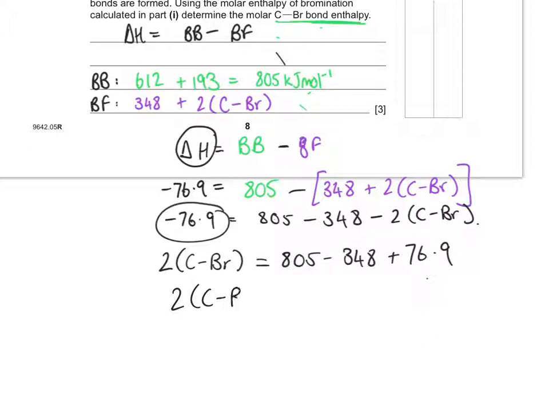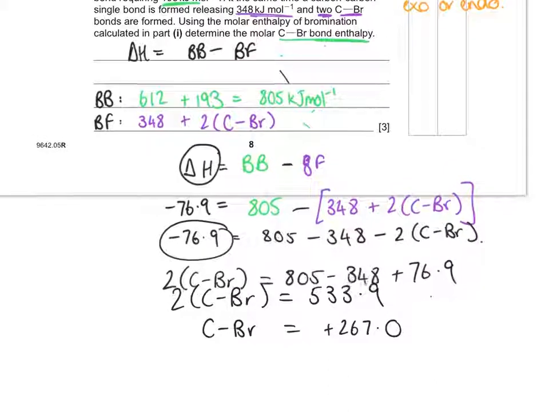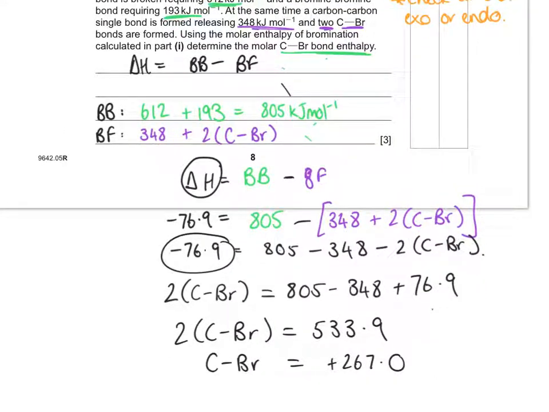And if you add all those numbers together, you get 533.9, but that's 2 times our C-Br bond. So all we have to do is divide by 2 to find out what 1 C-Br bond is, and that works out as plus 267.0. And then finally just add in your units, just as with all the other bond enthalpy values, your units are kilojoules per mole. So it's plus 267.0 kilojoules per mole.